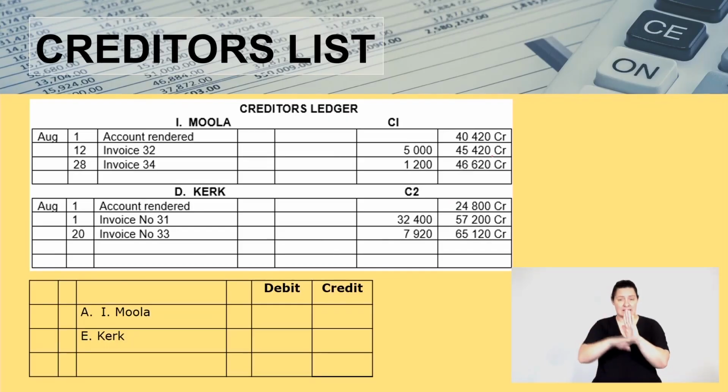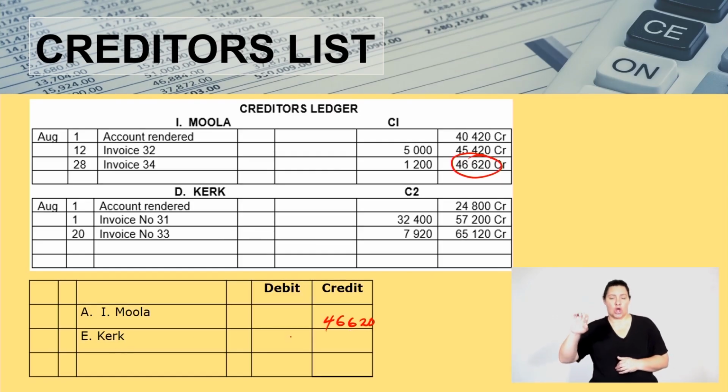Once you have your creditors ledger completed, then we can complete what we call the creditors list. In the creditors list, we are looking at this last balance. So, Aimula, how much is Aimula owing us? How much are we owing Aimula rather? Because remember, these are our creditors. How much are we owing? So I'm coming to the credit side. 46,620. How much do we owe E-Kirk? We owe E-Kirk, how much? 65,120.